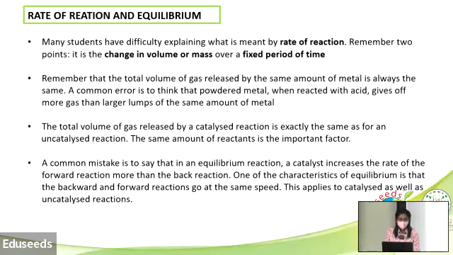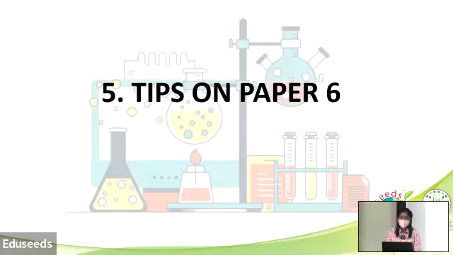Next one, a common mistake is to say that in an equilibrium reaction, a catalyst increases the rate of forward reaction more than the backward reaction. One of the characteristics of equilibrium is that the backward and forward reaction go at the same speed. This applies to catalyzed as well as uncatalyzed reaction. So when the question asks what happens if catalyst is not present, it gives no effect. It doesn't affect anything, no change. Please remember. Okay, let's continue.